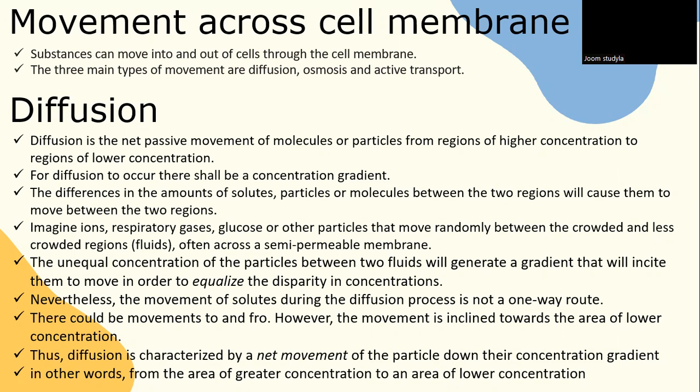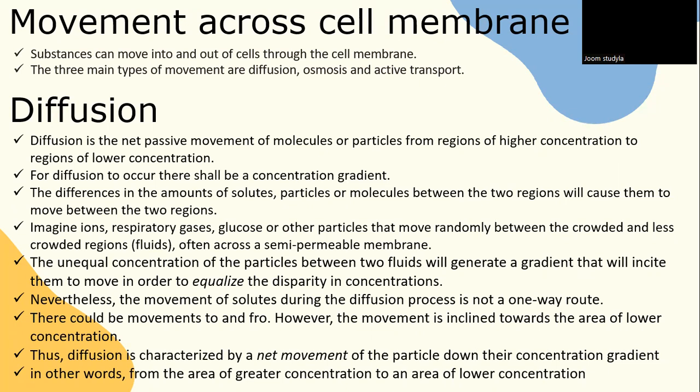For diffusion to occur, there must be a concentration gradient. The differences in the amount of solutes, particles, or molecules between the two regions will cause them to move between the two regions. Imagine an ion, respiratory gases, glucose, or other particles that move randomly between the crowded and less crowded regions of a fluid, often across a semi-permeable membrane. The unequal concentration of the particles between two fluids will generate a gradient that will incite them to move in order to equalize the disparity in concentrations.